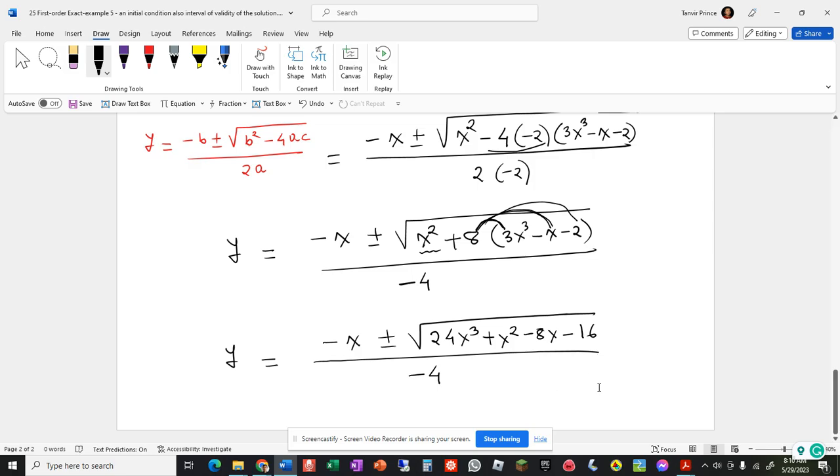And that's an explicit solution, but we have to decide which one. Is it plus or is it minus? So let's think about that for a minute. In fact, I can distribute this -4.